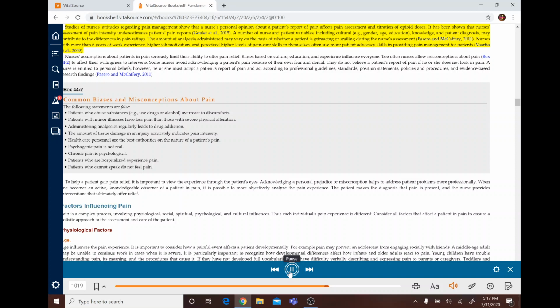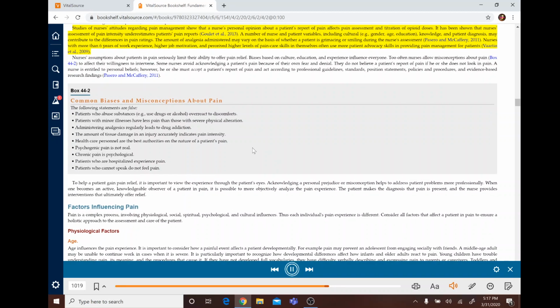Studies of nurses' attitudes regarding pain management show that a nurse's personal opinion about a patient's report of pain affects pain assessment and titration of opioid doses. It has been shown that nurses' assessment of pain intensity underestimates patients' pain reports. A number of nurse and patient variables, including cultural factors, gender, age, education, knowledge, and patient diagnosis, may contribute to the differences in pain ratings. The amount of analgesia administered may vary on the basis of whether a patient is grimacing or smiling during the nurse's assessment. Potter and Perry, 2011.